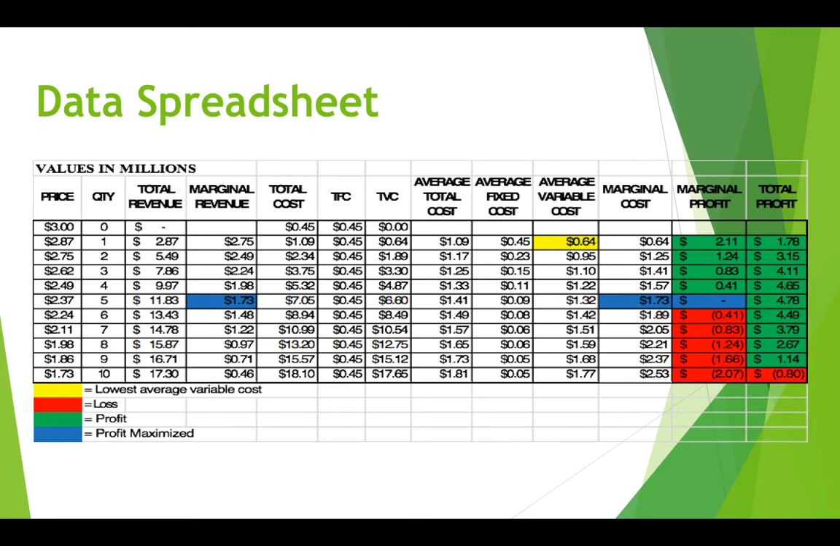This is the data spreadsheet based off of the prices, and it shows the lowest average variable cost. It shows where there would be a loss, where there would be a profit, and where the profit is maximized based off of the different numbers and quantities generated. The values in this are in the millions. So the marginal profit goes from anything at 2.49 million and above in price, and the price for the total profit would be starting at anything at 1.86 million and above.